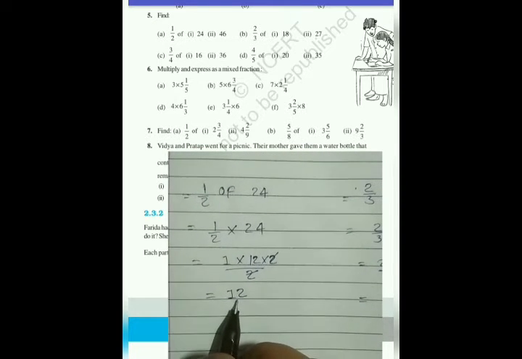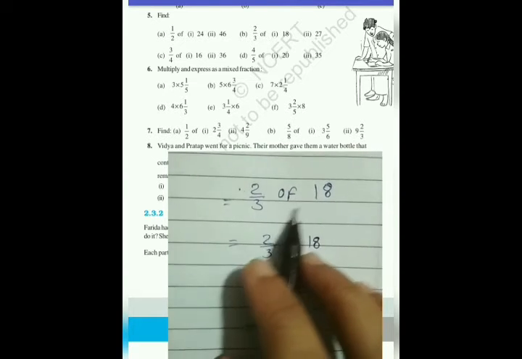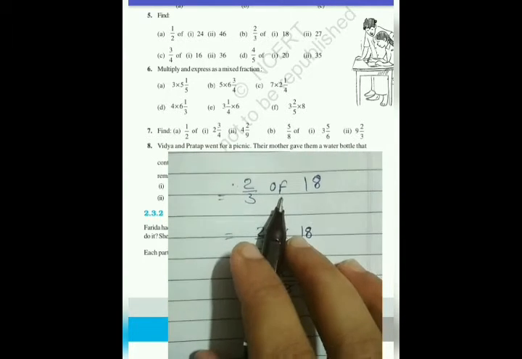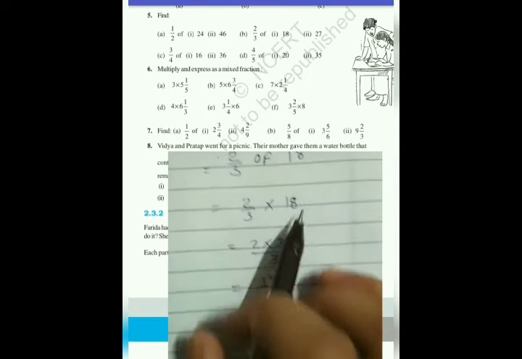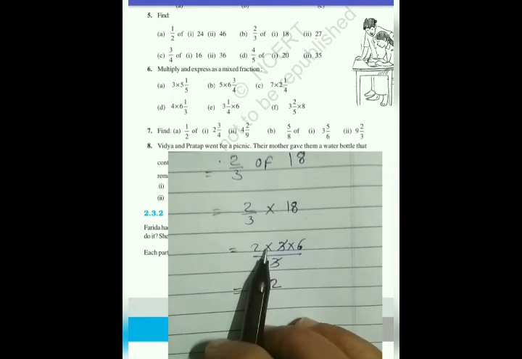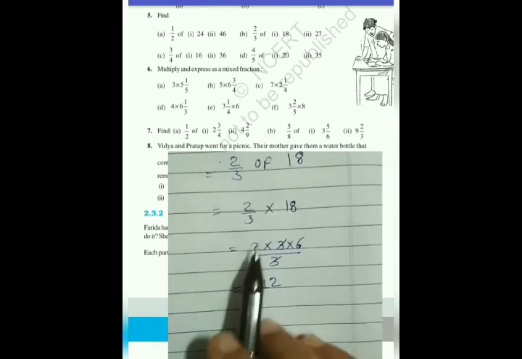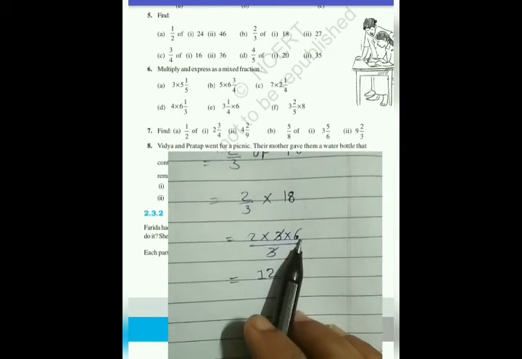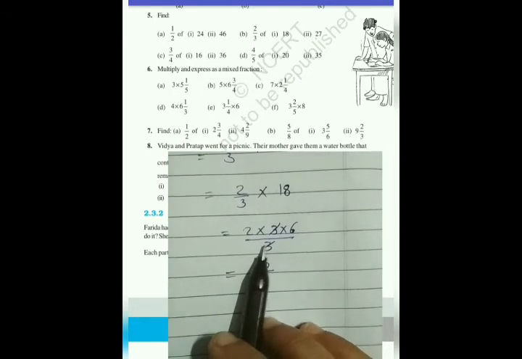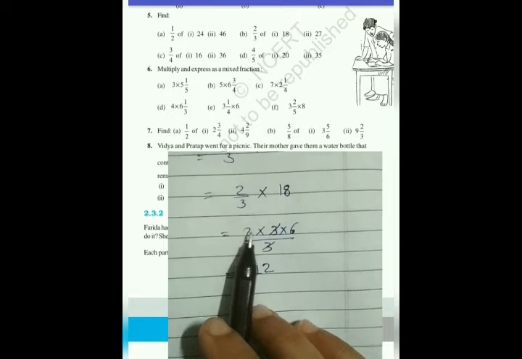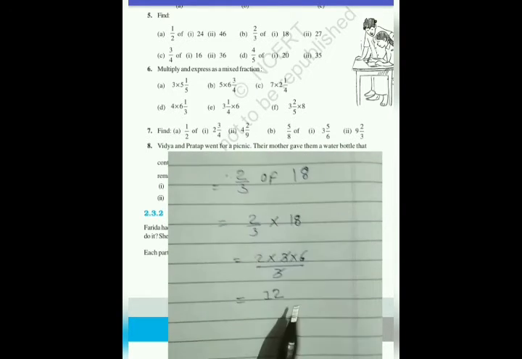Our next question is 2 by 3 of 18. So here we take 2 by 3 of 18. We know that of represents multiplication. So 2 by 3 multiplied with 18. So 2 as it is multiplied. We know that 6 3s are 18. So 3 multiplied by 6 divided by 3. We cut 3 from numerator and denominator. So 6 and 2 remaining. So 6 2s are 12. So 12 is our answer. So 2 by 3 of 18 is 12.